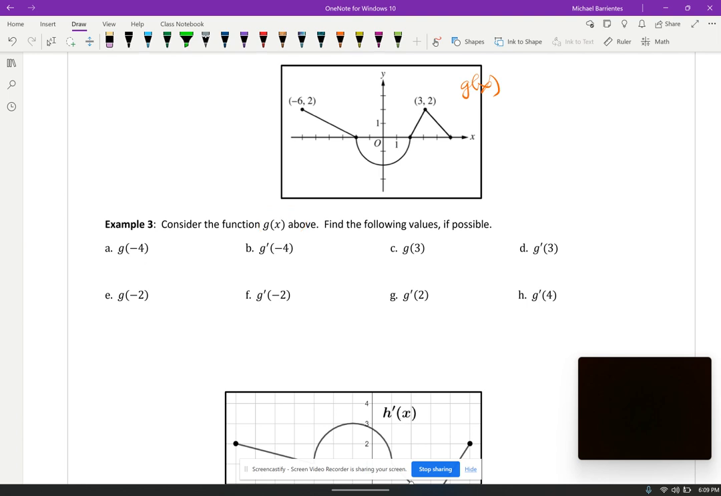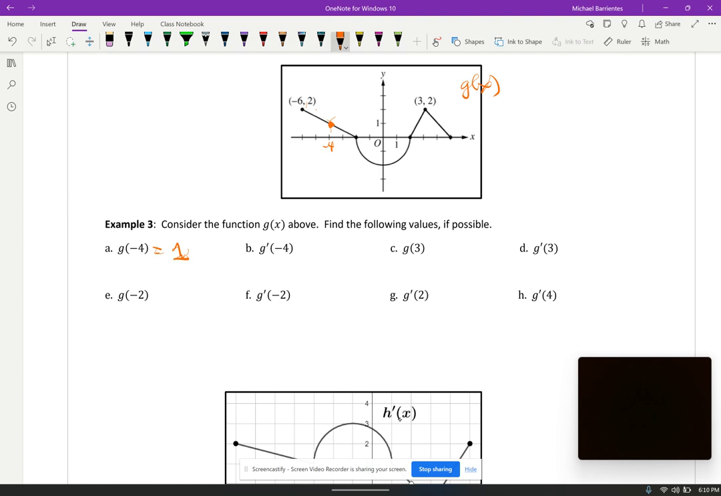Okay, g of negative 4. Can we figure out what g of negative 4 is? Well, where's negative 4? 1, 2, 3. Here's negative 4. What is this point? Could we say that it's 1? We could, mainly because I'm looking at this line. At x equals negative 6, my y is 2. If I go 1 down, it goes 2 over. And if I go 1 down, it goes 2 over. So it does follow the slope of that line. It would have to be at 1.